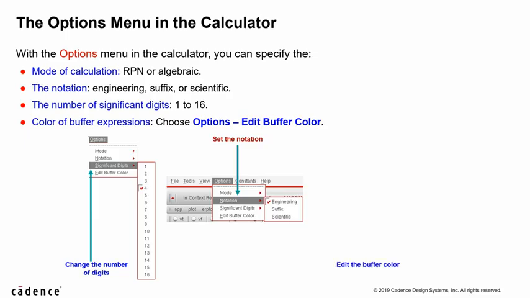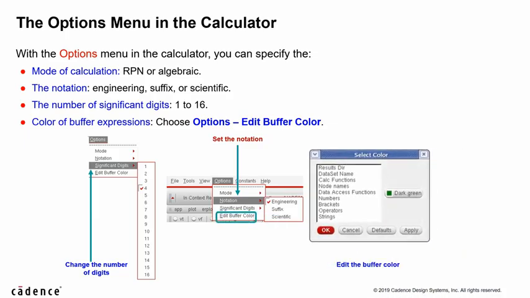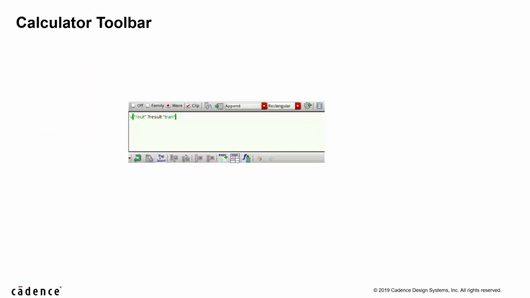You can choose Edit Buffer Color to open the Select Color form. In the Select Color form, you can customize the appearance of your buffer contents. This helps to visually process complex expressions. The toolbar of the calculator is very comprehensive. Here you can see all the possible actions that you can perform with the toolbar.